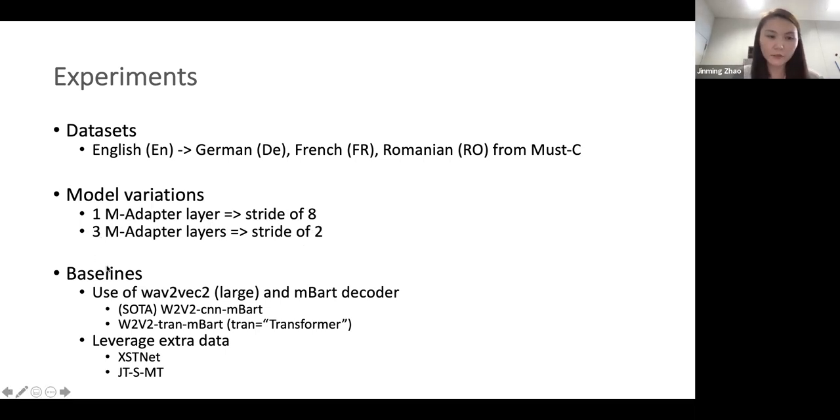We compare our system with a range of baselines. Since our system uses wav2vec2 large and the mBART decoder, for fair comparison, in one group of baselines, we use the same encoder and the same decoder and just replace our adapter with a CNN-based adapter or a transformer-based adapter. Notably, this was the SOTA architecture while we were preparing for this work. Additionally, we also compare our systems with baselines that leverage additional data in the training process.